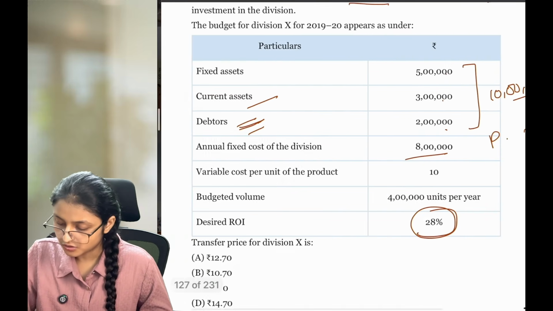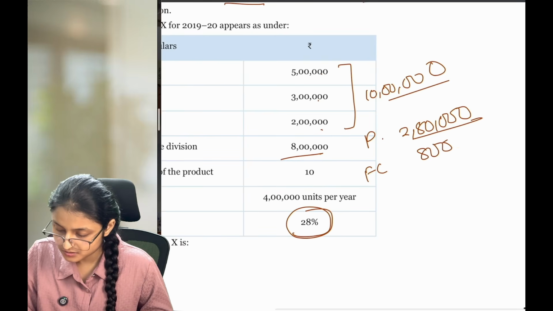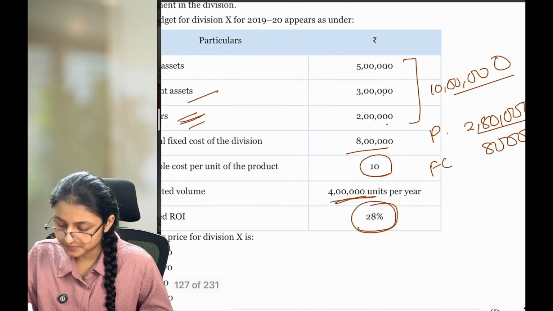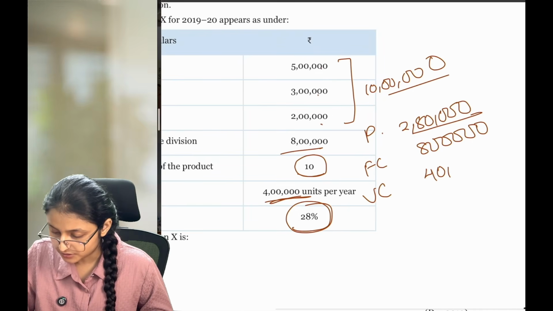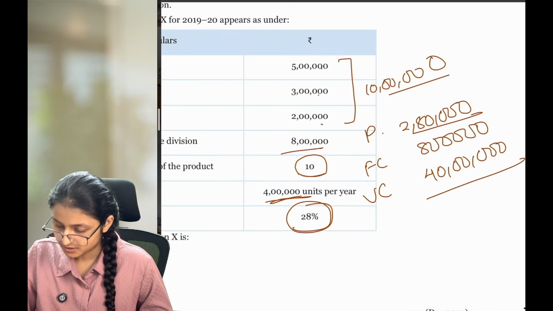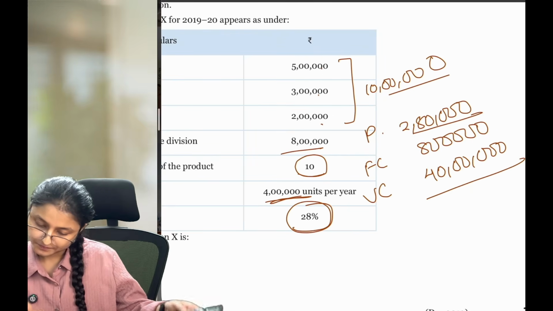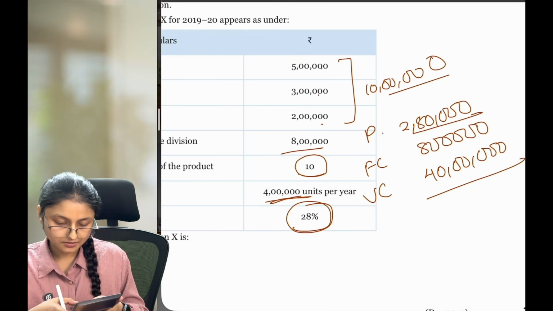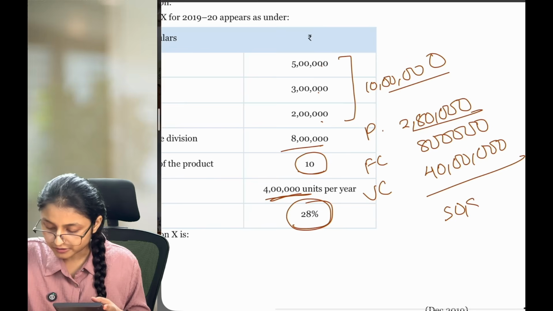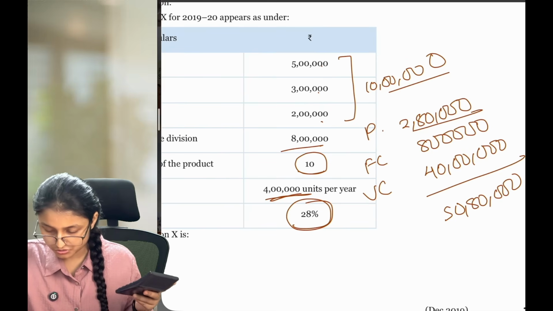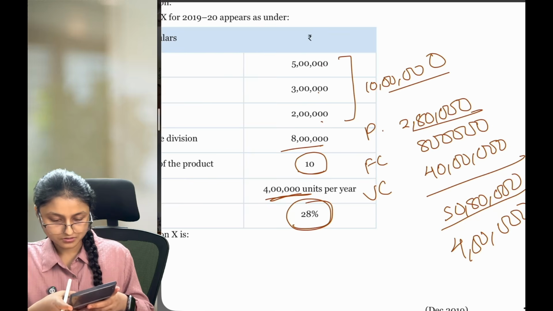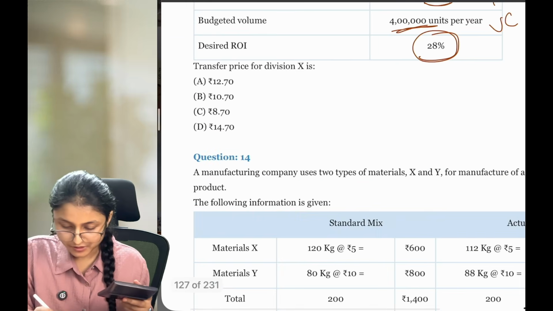And the fixed cost of the division is 8 lakh rupees. And the variable cost is 10 rupees per unit multiplied by number of units. So 40 lakh rupees. Okay? If I add all of them, 2,80,000 plus 8 lakh plus 40 lakh, which is equal to 50,80,000 is the total transfer price which you are going to charge. And if I want to calculate on a per unit basis, divided by number of units. So this is equal to 12.7.